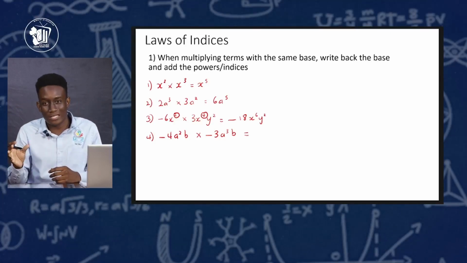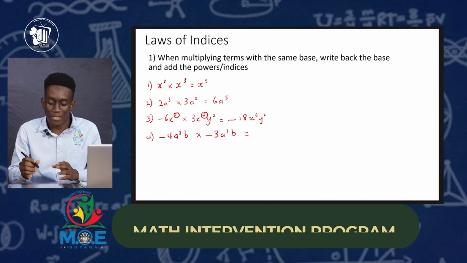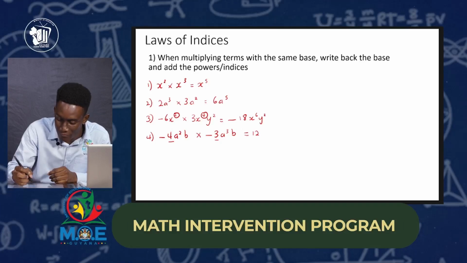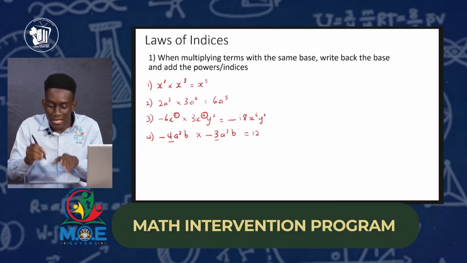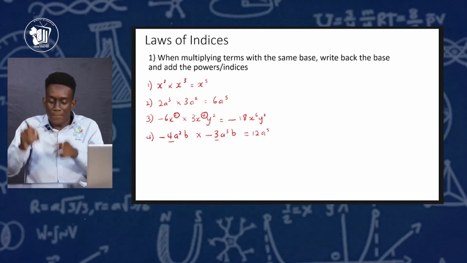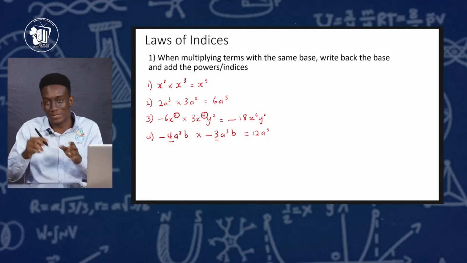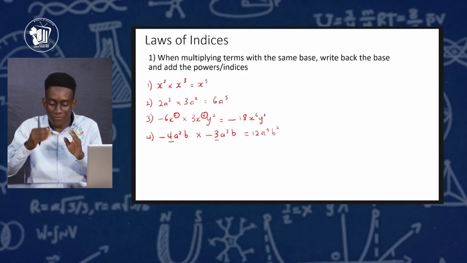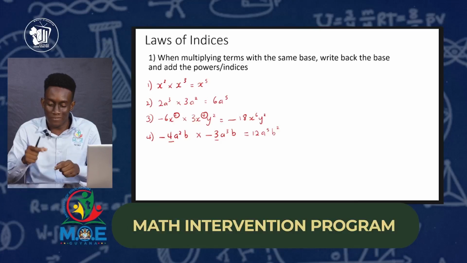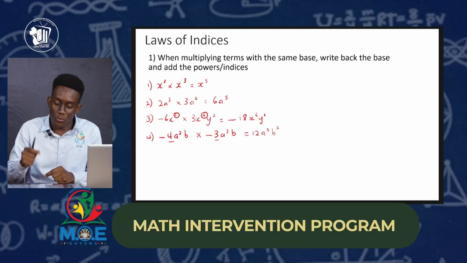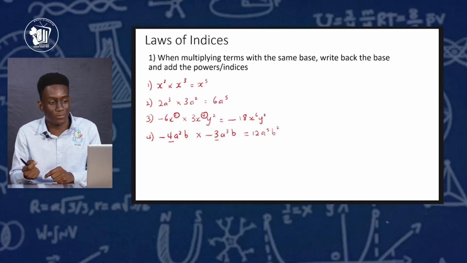Negative times a negative would of course give us a positive. And then we multiply the numbers. 4 times 3 would give us 12. And then a to the second times a to the third, we put back the a, and 2 plus 3 would give us 5. And then b times b, which is b to the first times b to the first, would simply give us b to the second. So negative 4a squared b multiplied by negative 3a cubed b would simply give us positive 12a to the fifth power b to the second power.